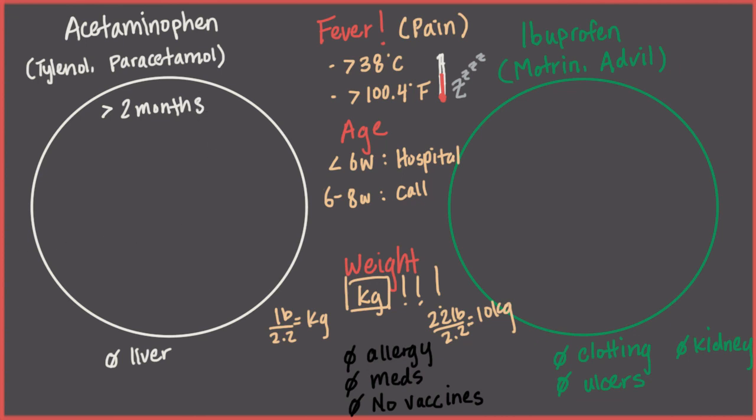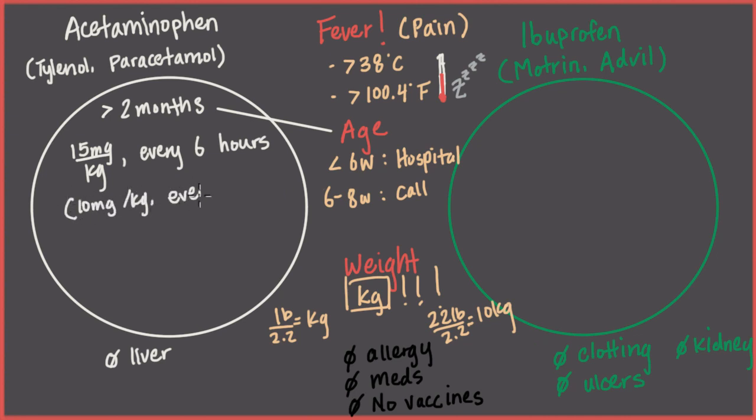It is safe for newborns much younger than that, but as we talked about before, under 2 months, you really should be in the hospital or at least calling your pediatrician. So I'm going to say at home by yourself, it should be over 2 months. The dose here is 15 milligrams per kilogram, every 6 hours as needed. Alternatively, you can also give 10 milligrams per kilo every 4 hours. And over a 24-hour period, either of these would give them the exact same amount of medicine.